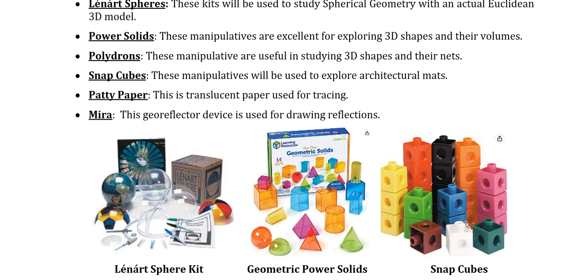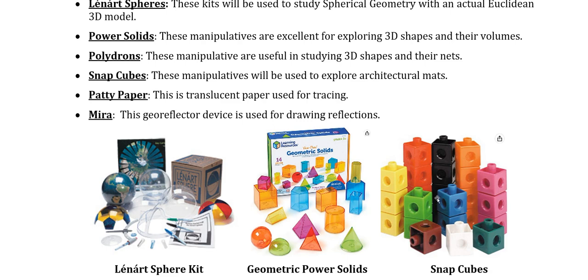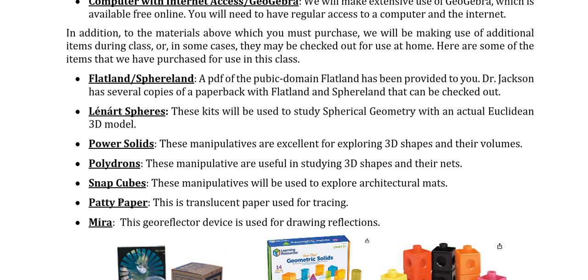Snap cubes are used for doing various different things in mathematics. They're one of my favorite manipulatives all the way around, and we'll use them for exploring architectural maps. And patty paper is, well, it's paper you put between hamburger patties, and it's a kind of translucent thin paper that you can use for tracing. And so if you're a school teacher, you can probably order some patty paper from a food supply kind of place a lot cheaper than you can order it from some other places.